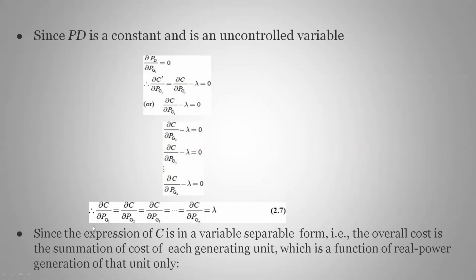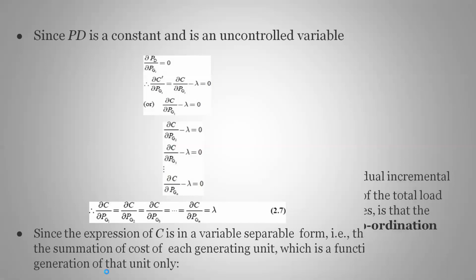So this formula is very very important. ∂C/∂PG1 = ∂C/∂PG2 = ∂C/∂PG3 = and so on ∂C/∂PGn = λ. Since the expression of C is in a variable separable form, the overall cost is the summation of the cost of each generating unit, which is a function of the real power generation of that unit only.